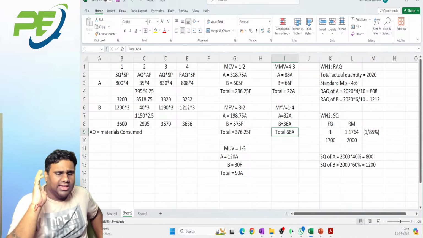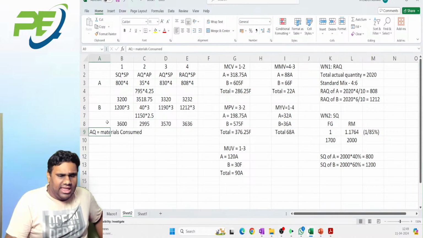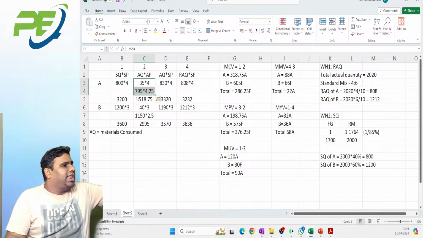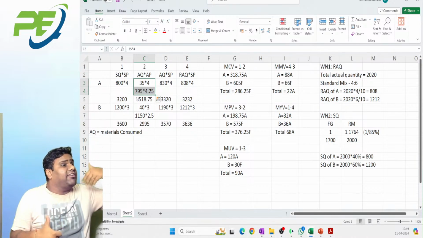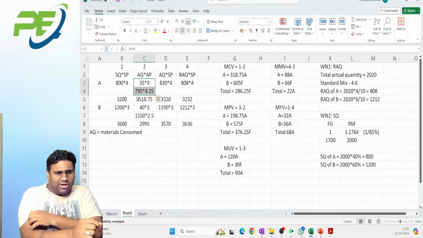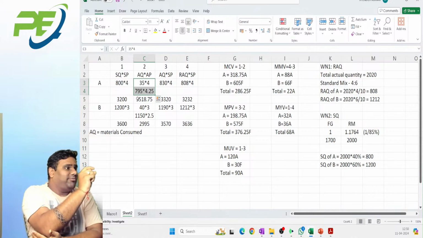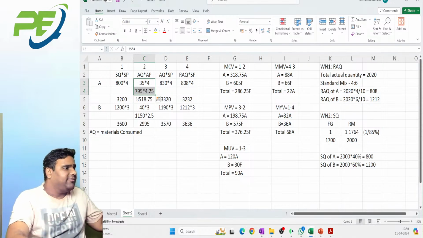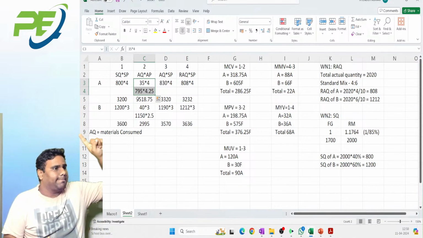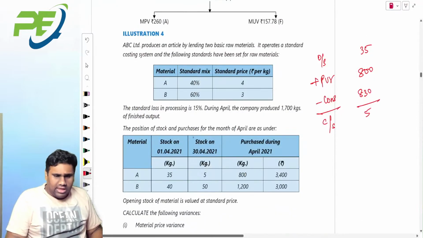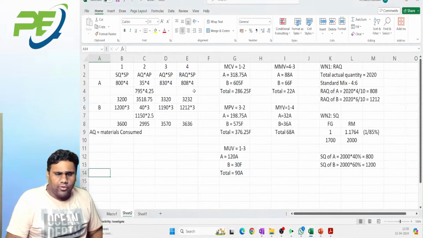Same working notes. Here, only one extra new thing we are learning: actual quantity is the actual quantity consumed, and price is the actual price. If it were weighted average, we would not have done this; we would have written the quantity together, but we would have had to calculate the weighted average price. But here we have followed FIFO, and in FIFO opening stock is valued at standard price. 3,400 for 800 kg, so you will get 4.25.